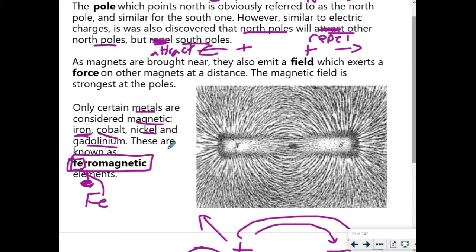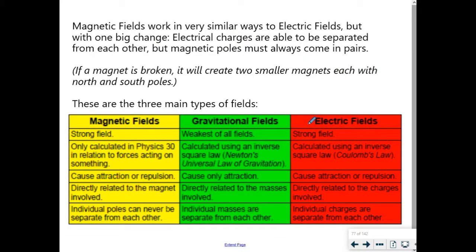So iron, cobalt, nickel, and gadolinium are the most common magnetic materials. Okay, here's the slide I wanted to discuss.